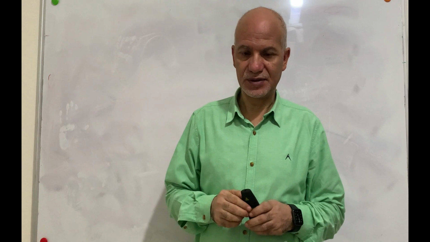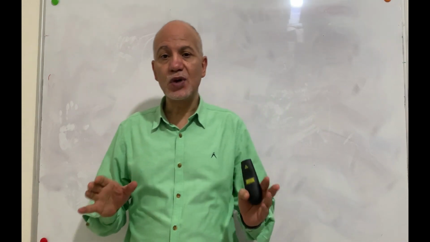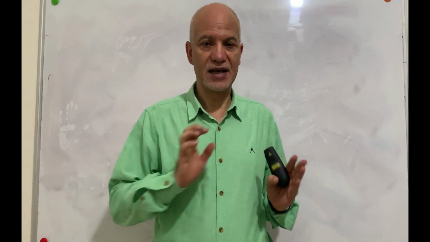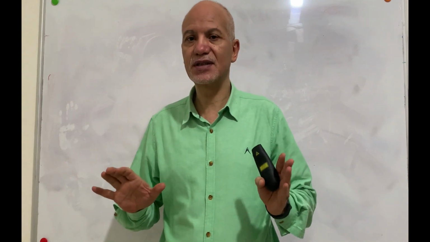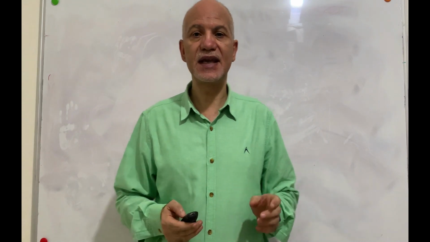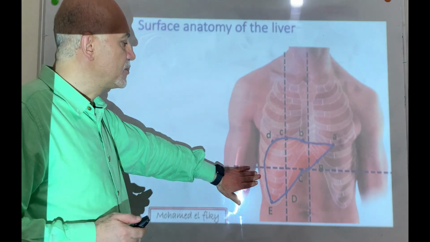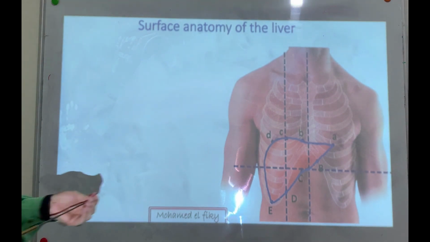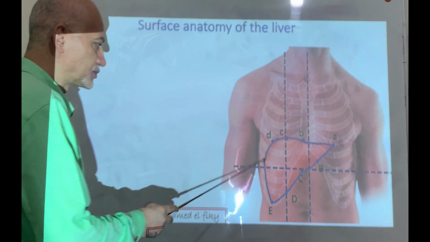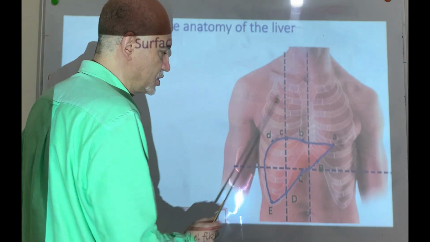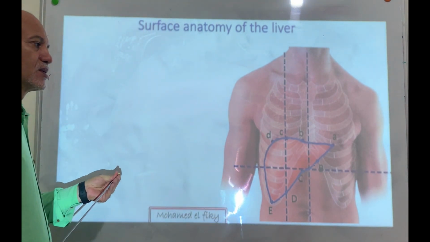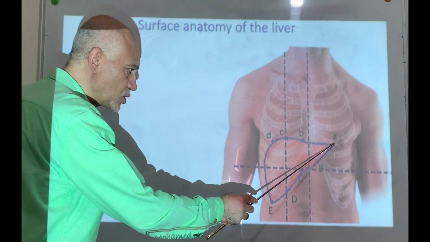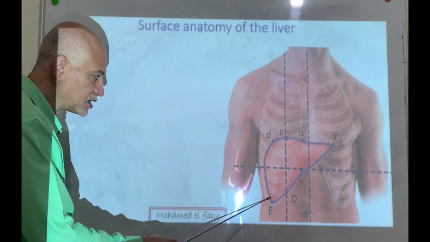Surface anatomy of the liver. Usually we study the surface anatomy of any organ in a diagram. This diagram is for the surface anatomy of the liver. This is the liver. It is triangular in shape. We study the upper border of the liver, then the lower border, and the right border of the liver.